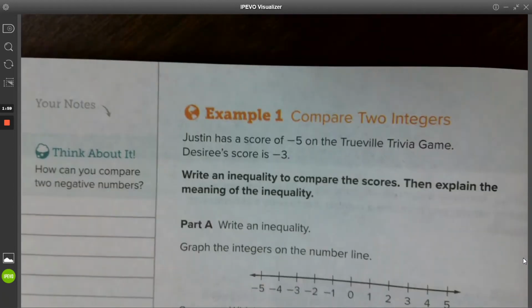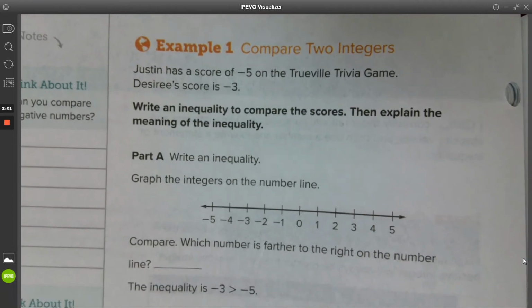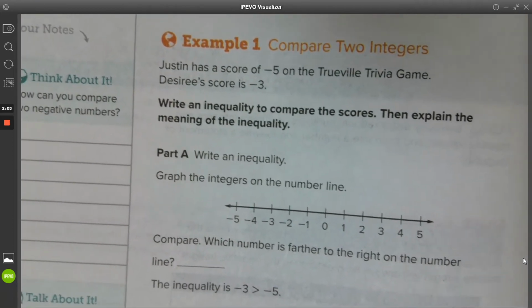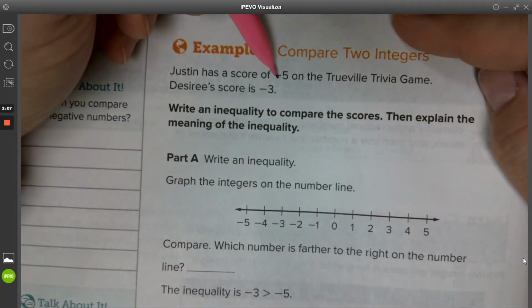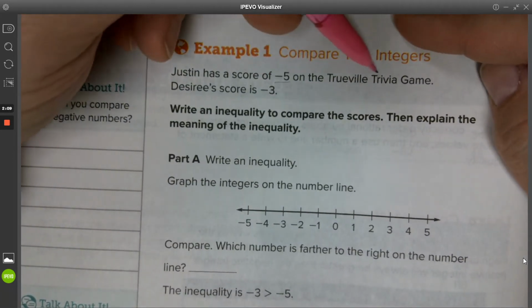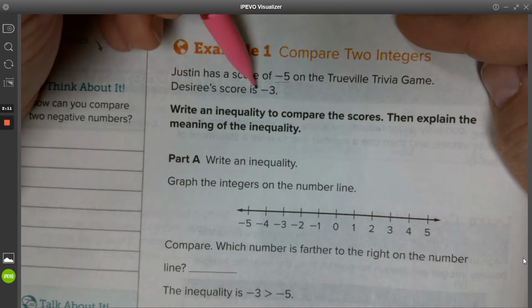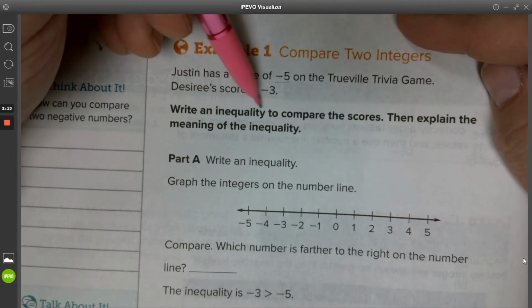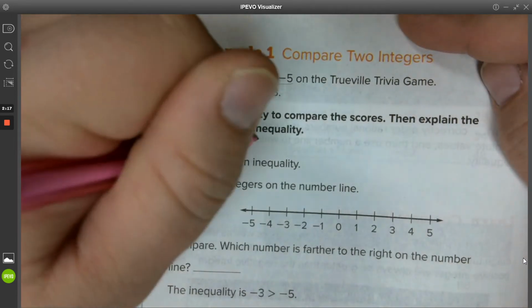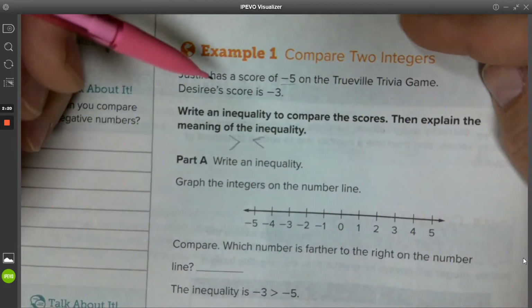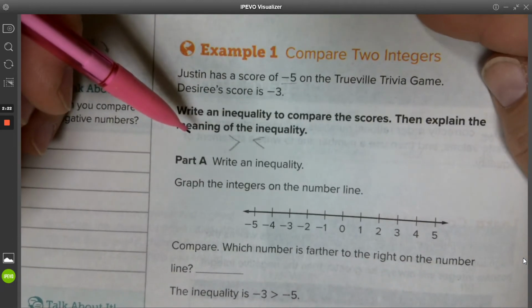All right, so turning the page to 206. So I'm going to continue to compare integers. It says here that Justin has a score of -5 on the Trueville trivia game. Desiree scores -3. We're going to write an inequality. So an inequality means that we're using the greater than or less than symbols. Then explain the meaning of that.